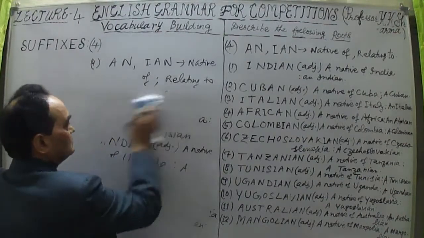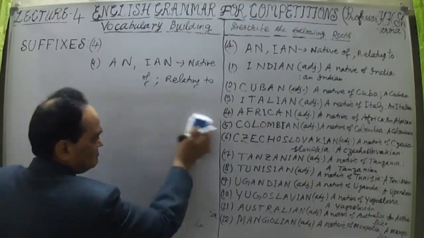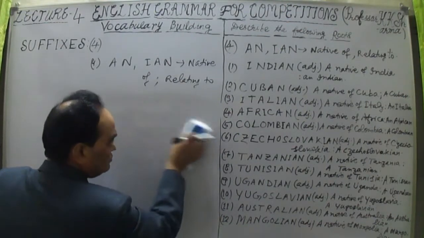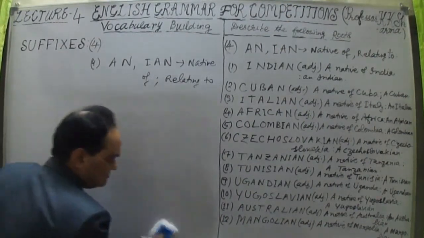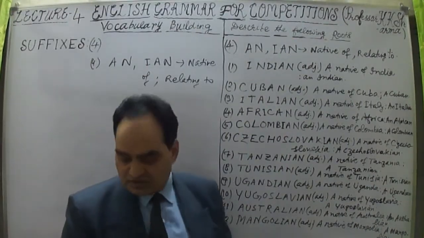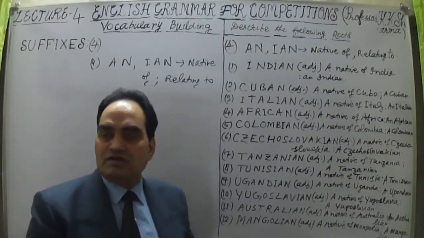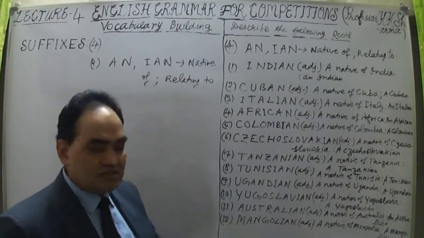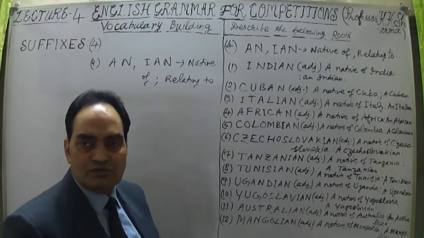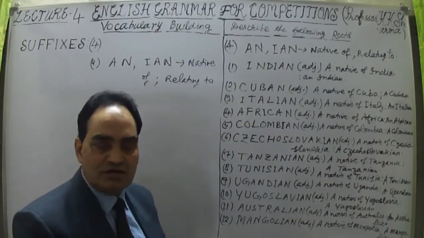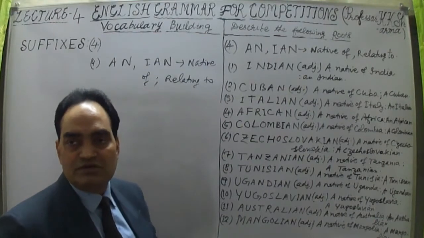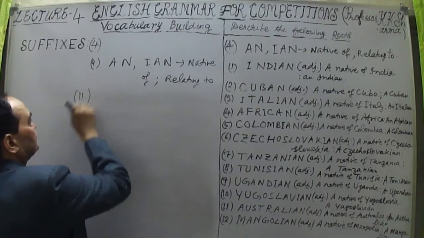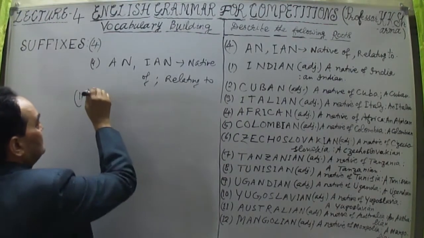Let us take the 11th and 12th words. This is a very important suffix, because this suffix will give you at least 200 adjectives. If you know the country names, find the list of country names from the internet, from Google, and then put AN or IAN at the end of the country's name, and you will get the native of that country. So you will get at least 200 words immediately. Let us take now the 11th word. The 11th word is Australian.